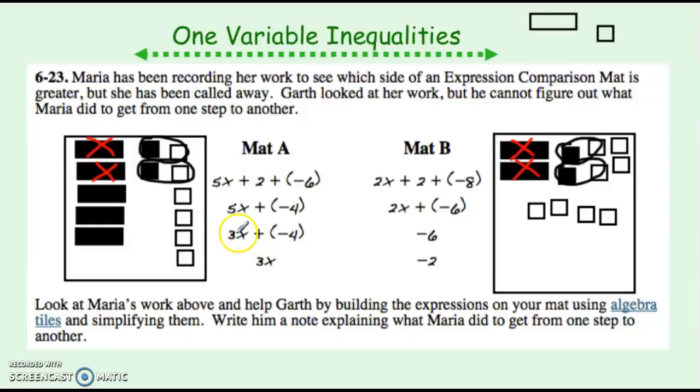Then I look at 3x plus negative 4 and see that they got rid of the negative 4. There aren't any to cancel here, so she must have done balanced sets and taken away negative 4 here, and then taken away negative 4 over here. That leaves me with 3x on mat A and negative 2 on mat B. So now on your paper you need to write a note explaining what Maria did to get from one step to another. So say what she did from step 1 to step 2, step 3, step 4. Please pause the video and write that on your paper and then check with my answer.